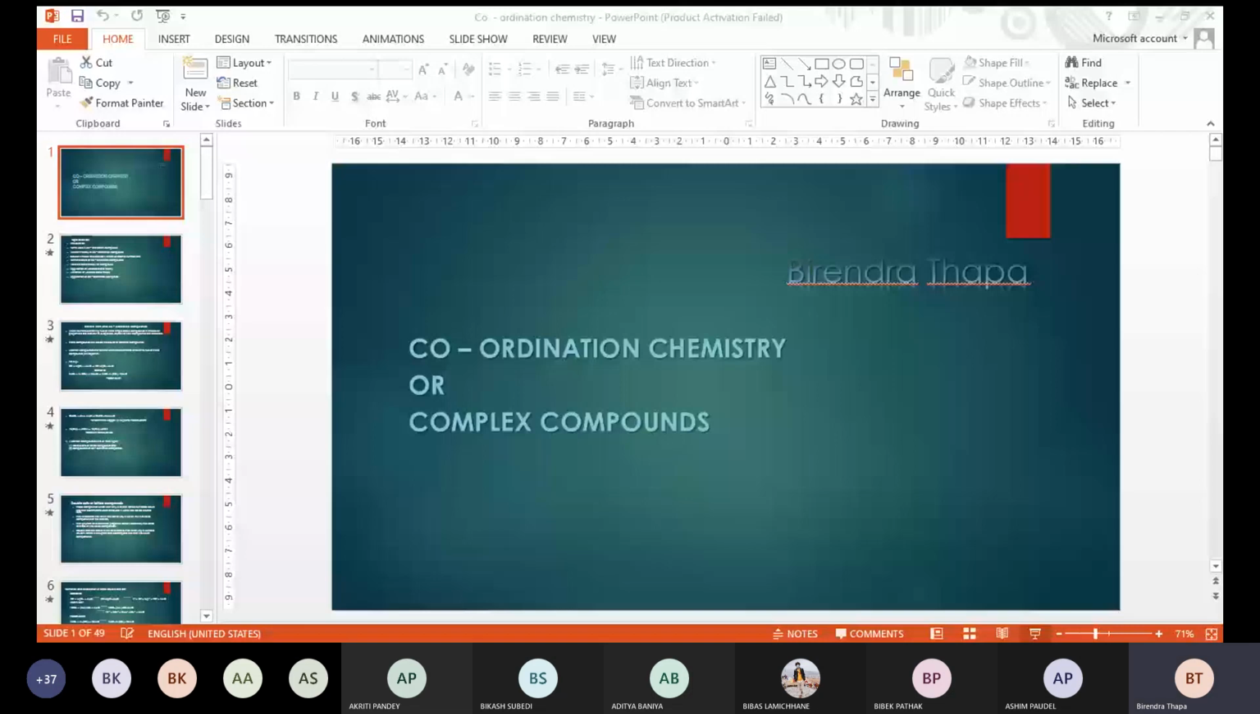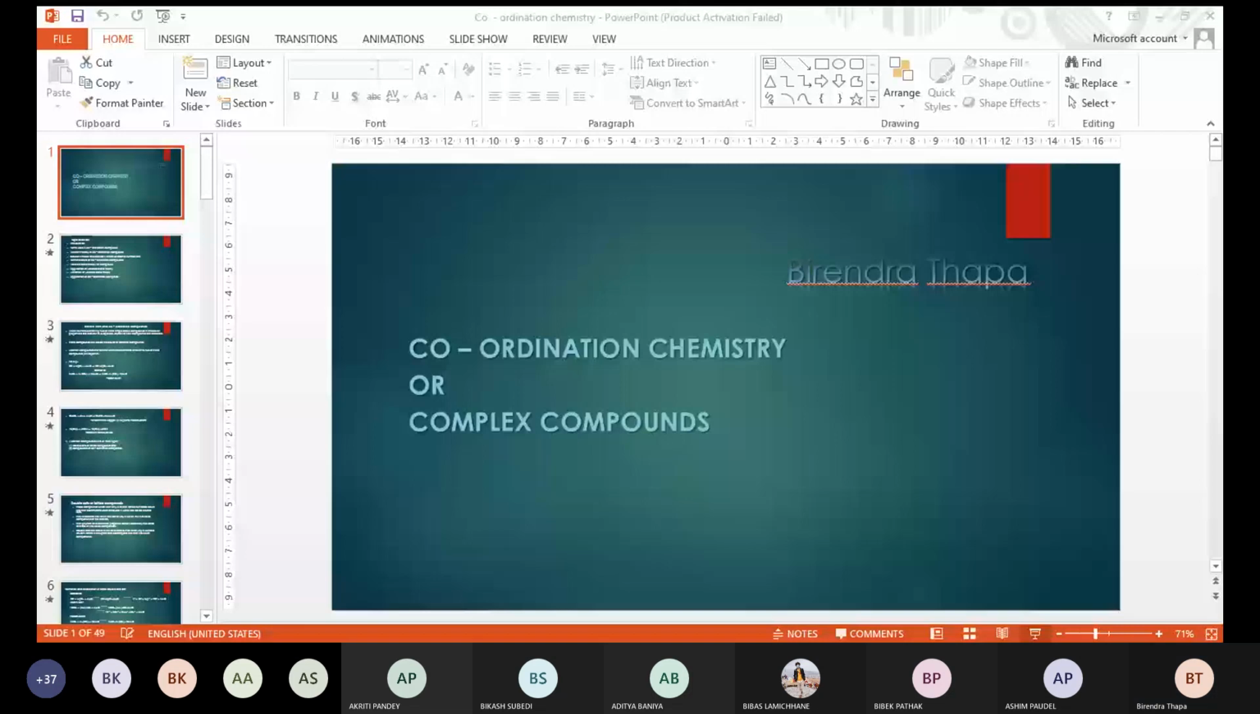Homoleptic ligand, heteroleptic ligand, homoleptic complex compounds, heteroleptic complex compounds, ambidentate ligands, chelating ligands. What is coordination number? What is coordination sphere? What is ionization sphere? These terms will be discussed in the terms used in coordination complexes. Similarly, we will go to bonding in coordination complexes.